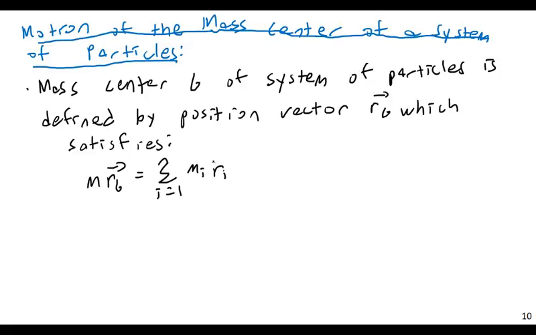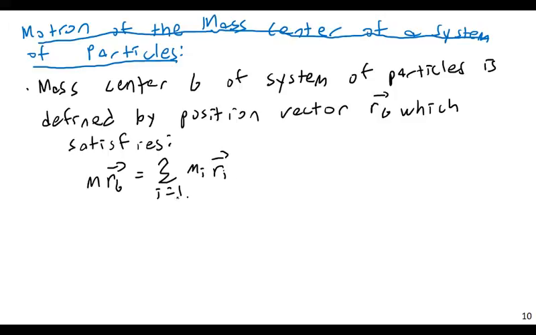In other words, the equivalent system of forces, the combined system of forces on the system of particles as a whole will be equivalent to if all of the combined mass of the system of particles were lumped together into a single particle at that location, that would be the mass center. And if it behaved in the same way or underwent the same acceleration, that is what we mean by the equivalent mass center.